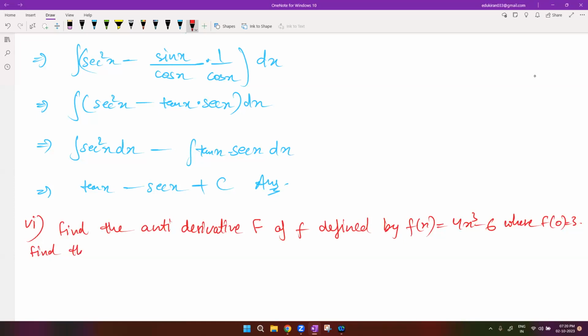We could have written the same question: find f of x if f dash x is equal to 4x cubed minus 6, where f of 0 is equal to 3. These two representations are the same, because the derivative is given and its integration is being asked, right? Right, please, if anyone has a doubt anywhere, please feel free to ask.